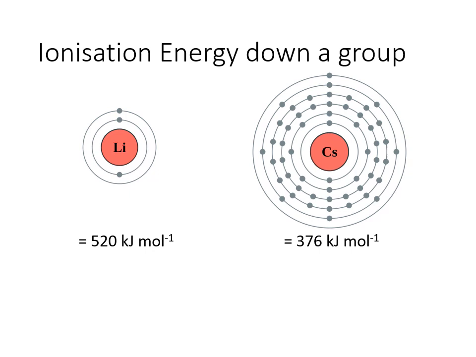Here's our two atoms. Lithium with its 2 electron shells, and to remove the outer electron requires 520 kilojoules for every mole. And then cesium with its 6 electron shells is less, it's 376. So why is that? Pause and have a think.